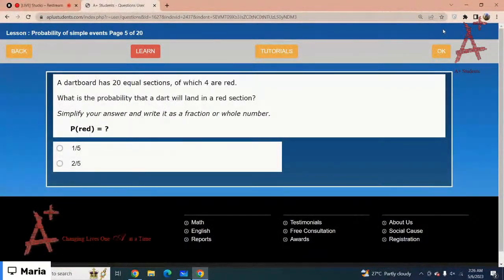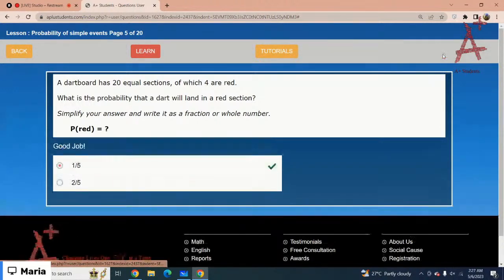A dartboard has 20 equal sections, of which 4 are red. What is the probability that a dart will land on the red section? So which is the correct option? Yes, it would be 1 over 5. 4 divided by 20, and when you simplify, it would be 1 over 5.